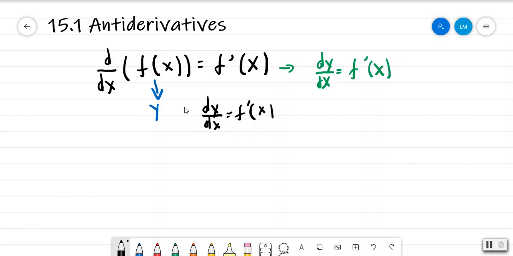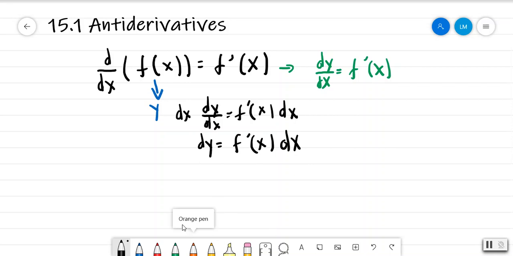So if we multiply by dx on both sides, and this is not technically correct, it's not really correct to say multiply by dx on both sides, but at least it gives you an idea that what we're about to say is that the differential dy is equal to f prime of x multiplied by dx.